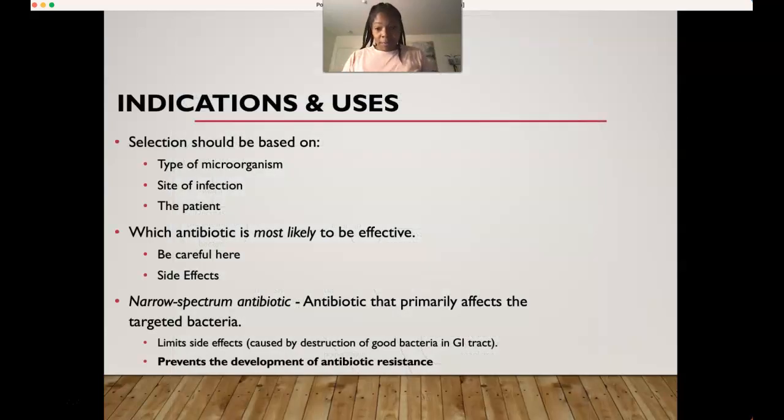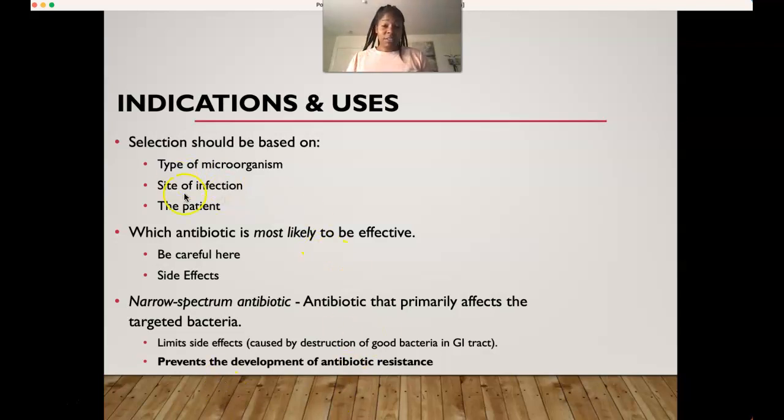So let's talk about why we would use an antibiotic. Any type of antimicrobial drug, let's put it that way, is going to be prescribed based on the type of microorganism, right? So we're going to do a swab and take that out. That's going to confirm bacterial, viral, or fungal. Then more specifically with bacterial drugs, we have to know if it's gram negative or gram positive, right? That will help us decide whether we're prescribing bactericidal or bacteriostatic drugs, right?